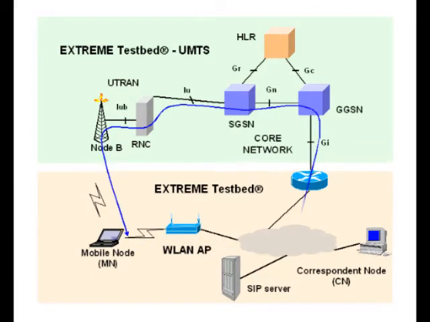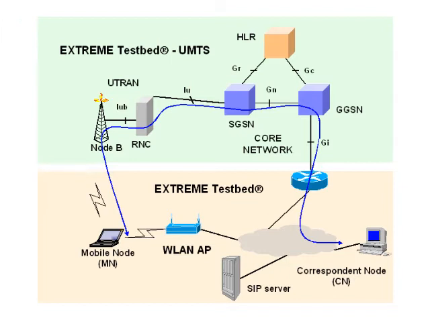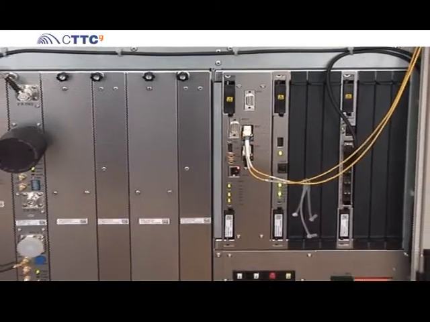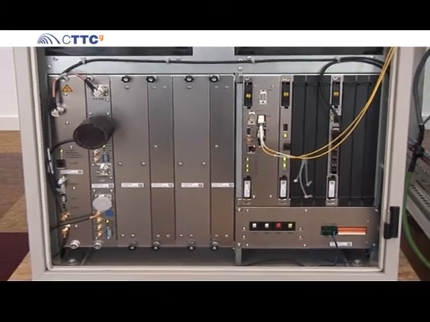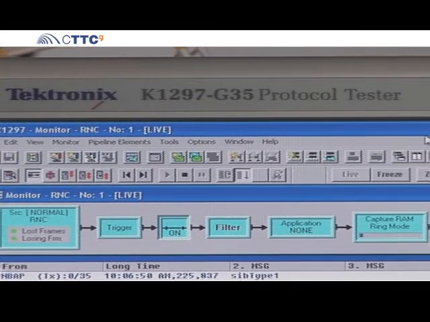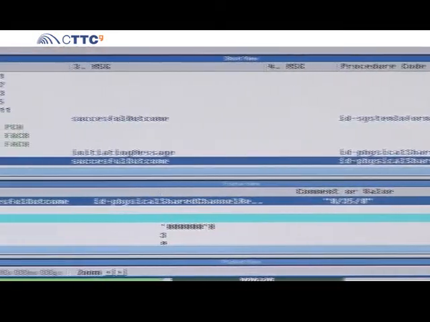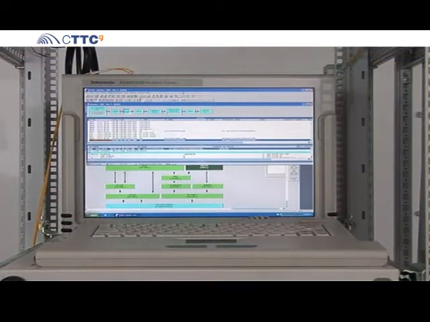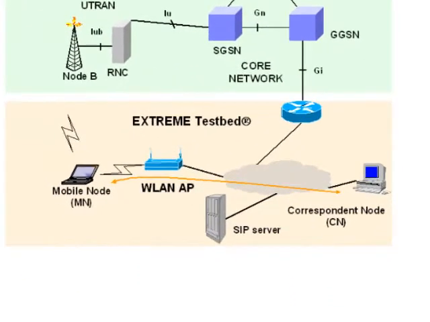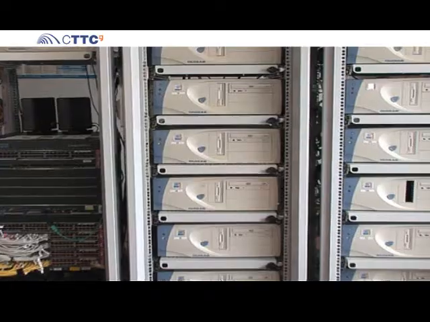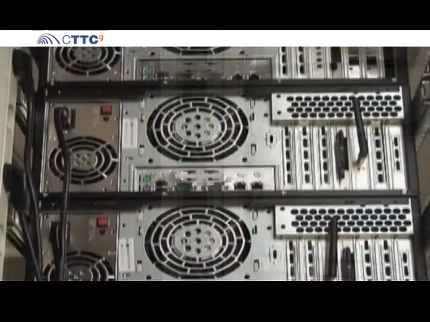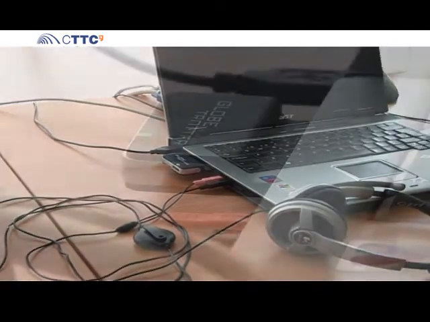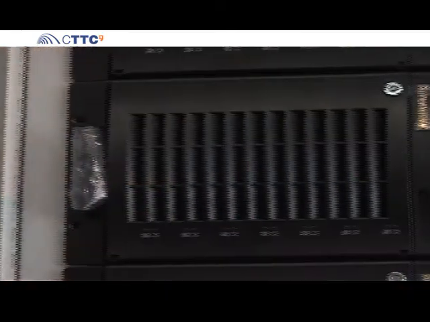So a heterogeneous networking scenario was built over the extreme testbed. The UMTS network consists of a Nokia Siemens Networks Node B and emulated RNC, SGSN, GGSN and HLR by means of a commercial UMTS network emulator. Additionally, some general-purpose nodes of Extreme were configured to act as SIP server, wireless LAN access point, mobile node, and correspondent node.